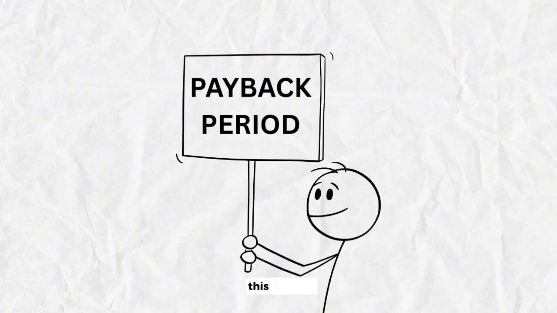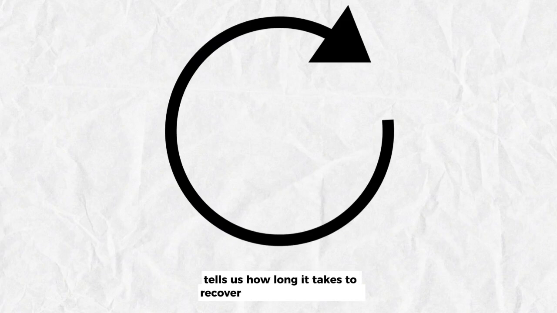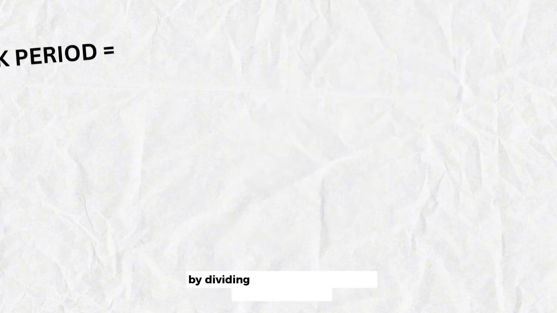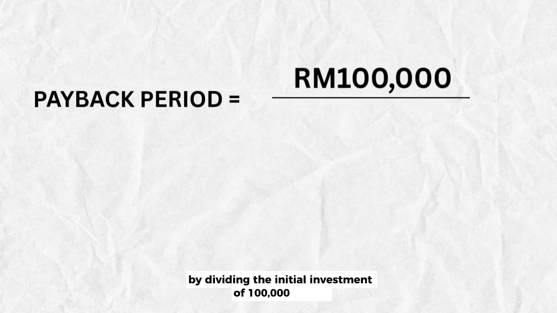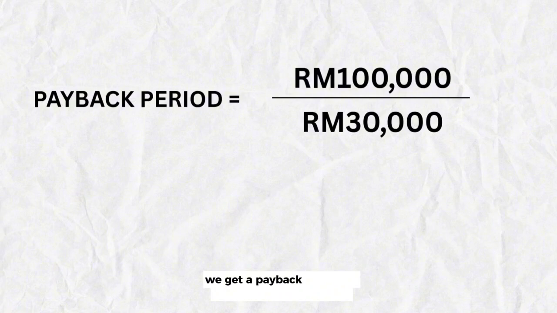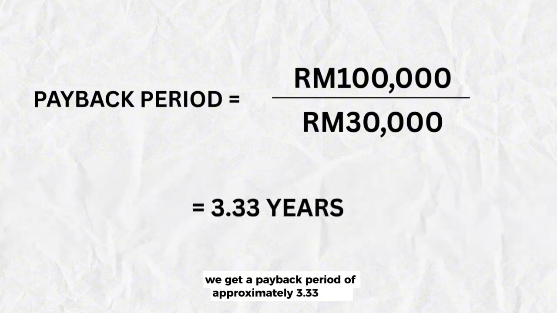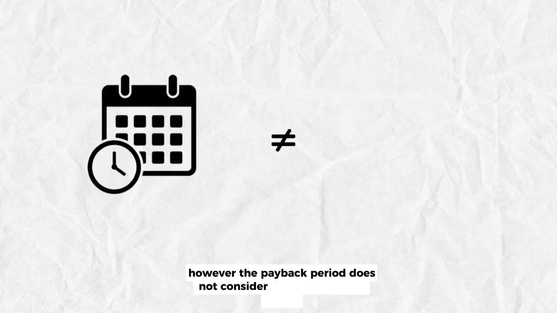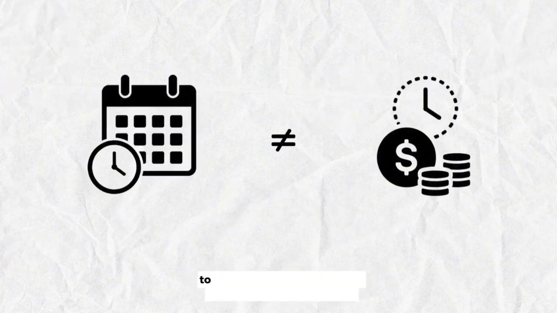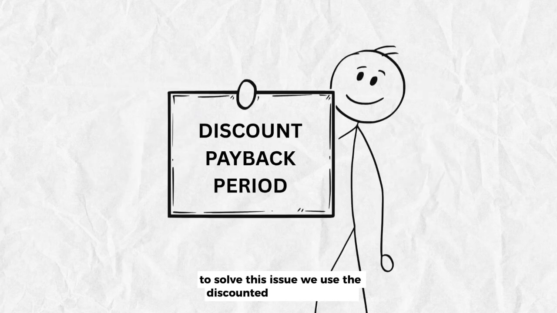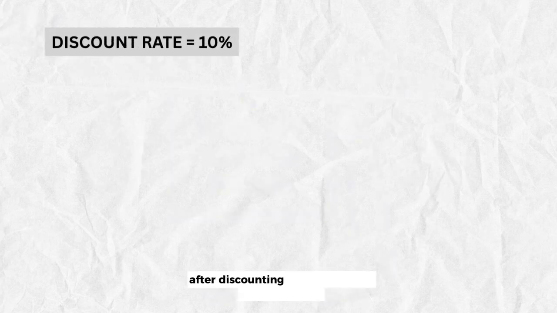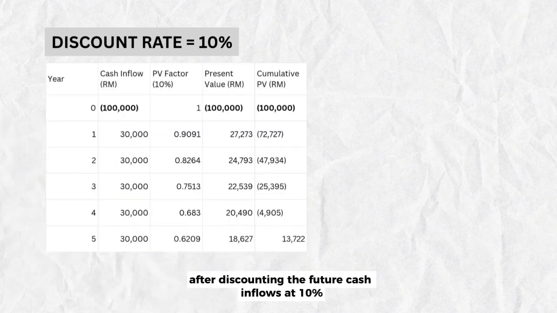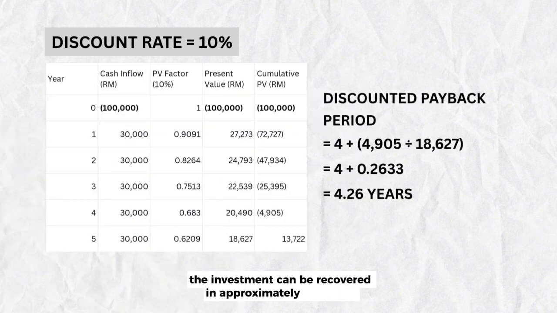Payback period. This method tells us how long it takes to recover the initial investment. By dividing the initial investment of 100,000 ringgit by the annual cash inflow of 30,000 ringgit, we get a payback period of approximately 3.33 years. However, the payback period does not consider the time value of money. To solve this issue, we use the discounted payback period. After discounting the future cash inflows at 10%, the investment can be recovered in approximately 4.26 years.